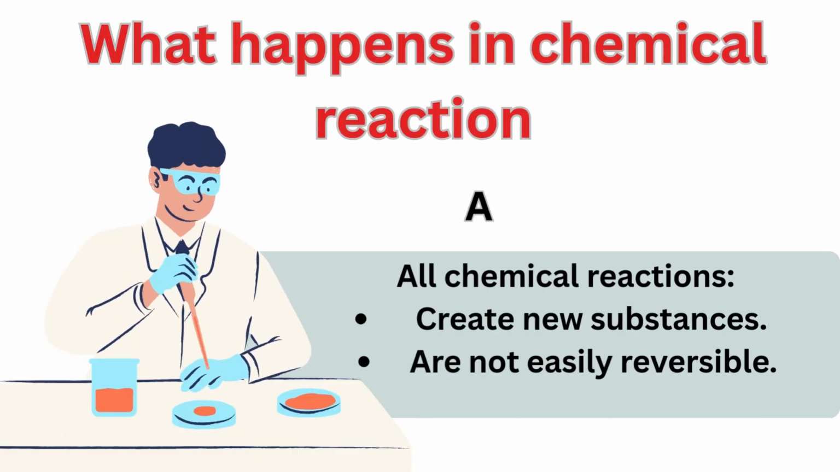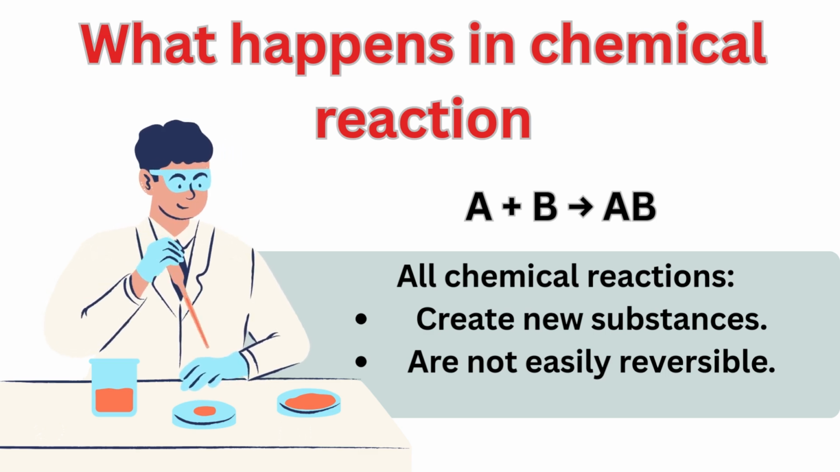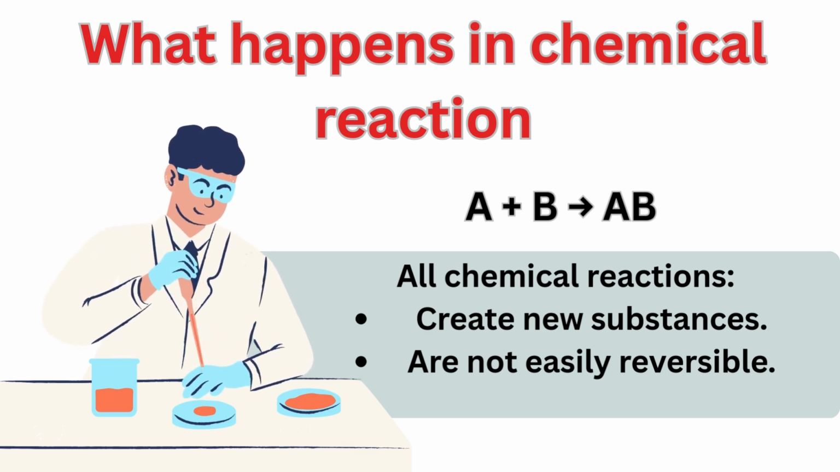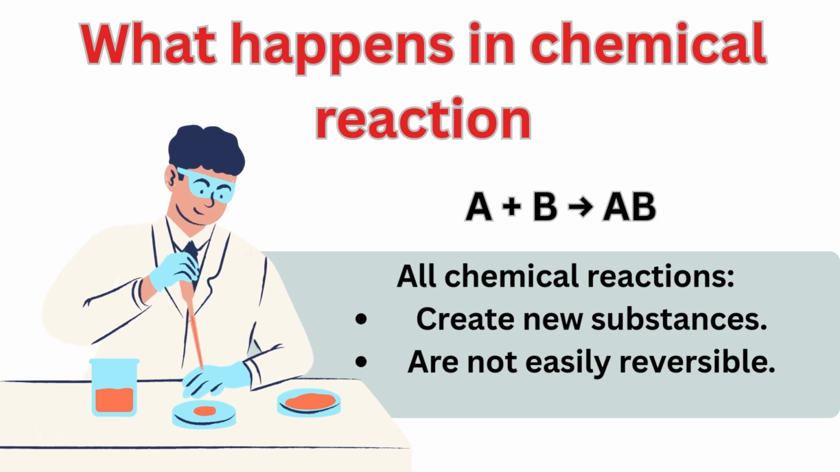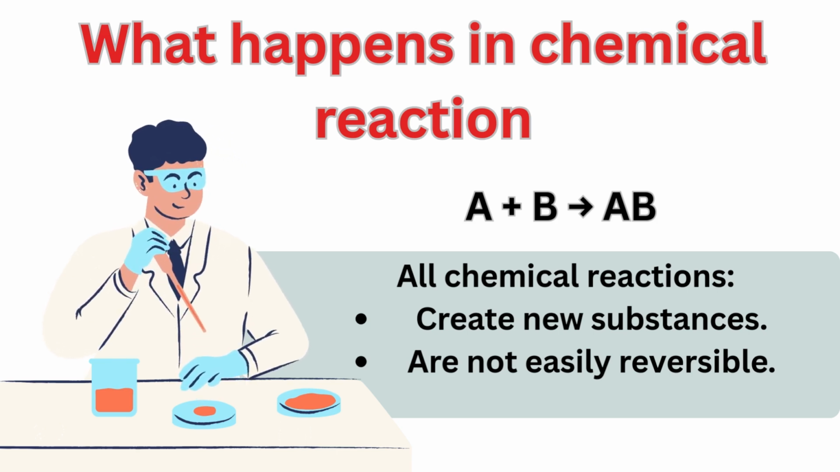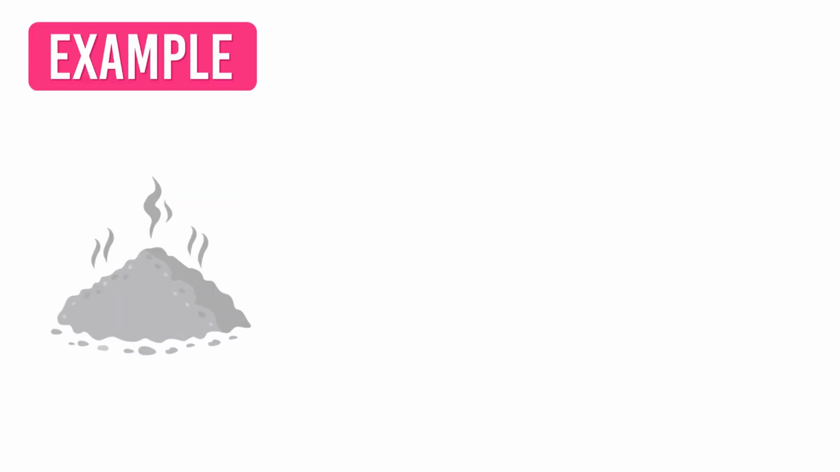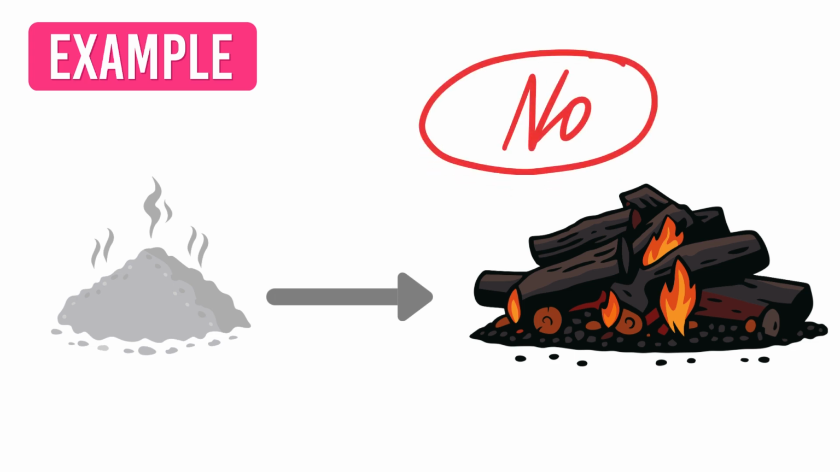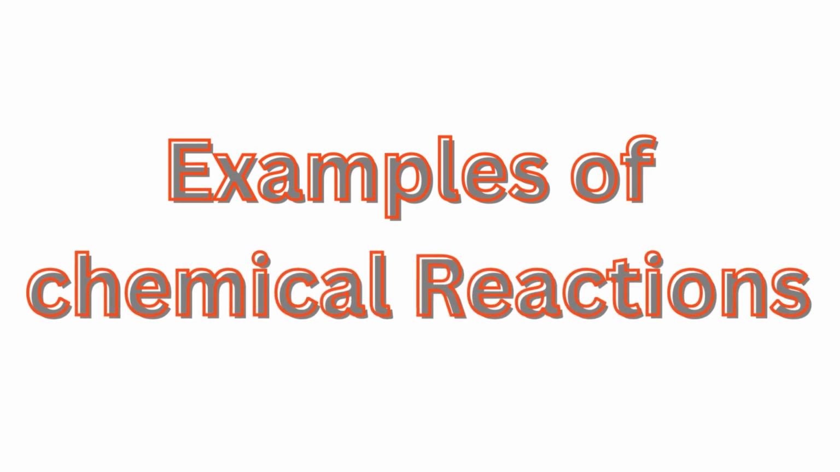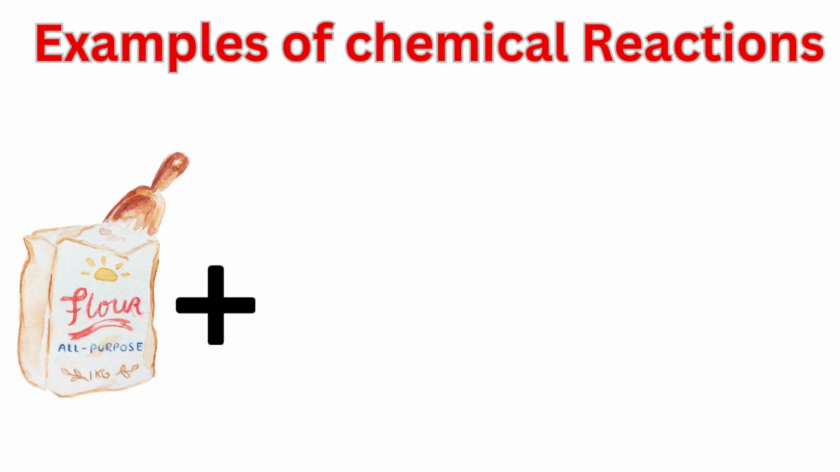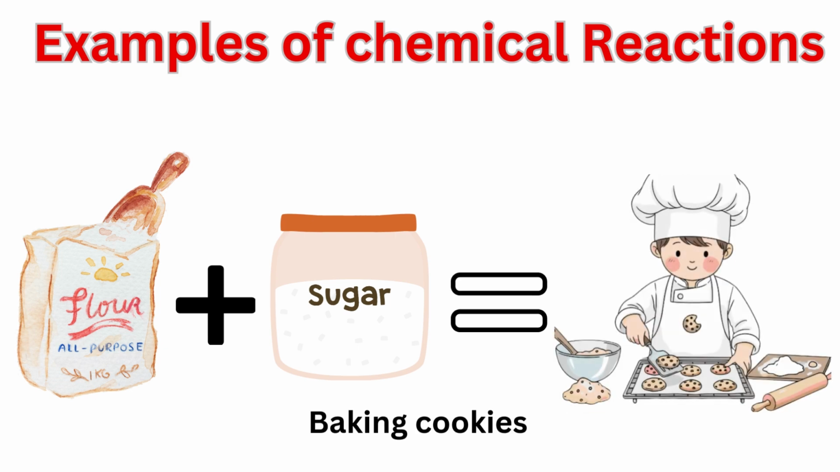In every chemical reaction, new substances are formed. The substances you end up with are different from the ones you started with. Most chemical reactions are not easily reversible. You cannot easily get back the original substances. For example, can you turn ash back into wood? No. So these are not reversible. So when substances mix and change into something new, that change is called a chemical reaction.